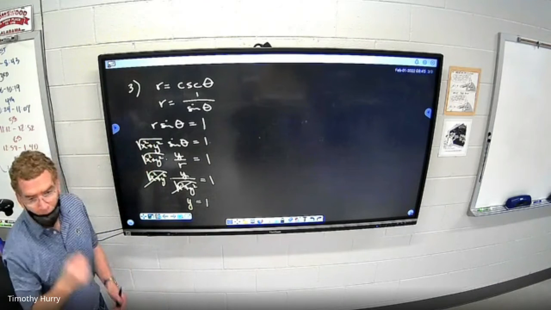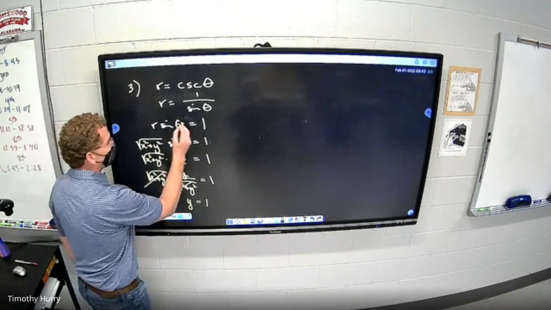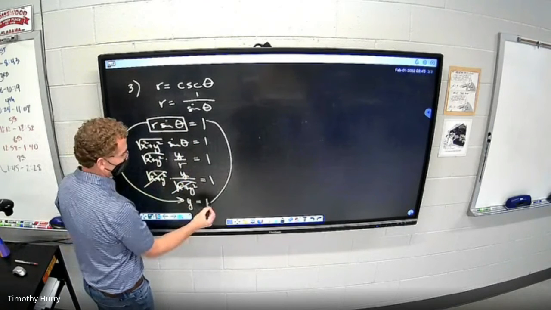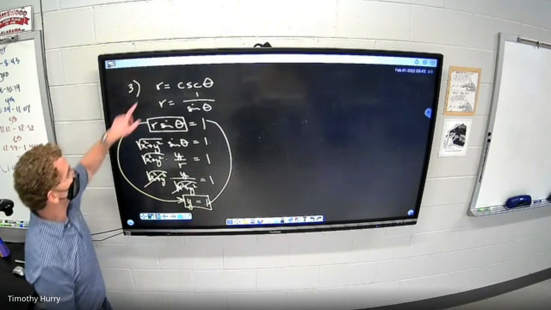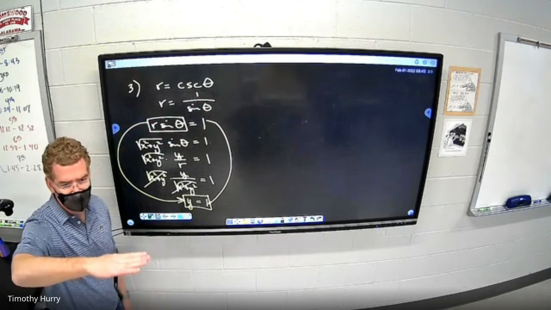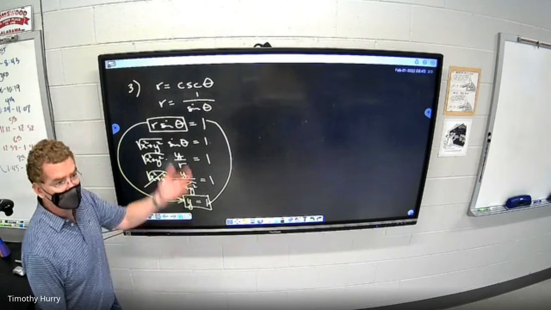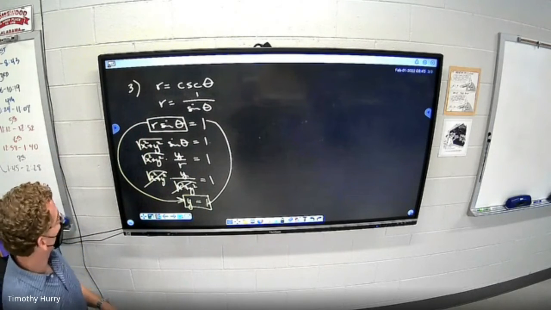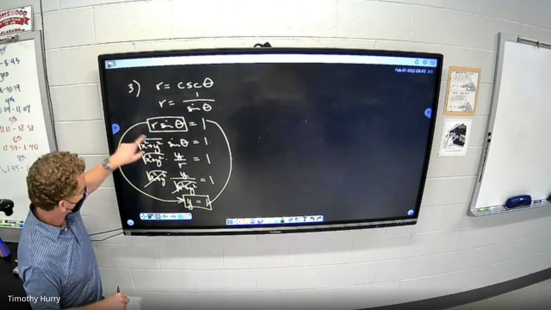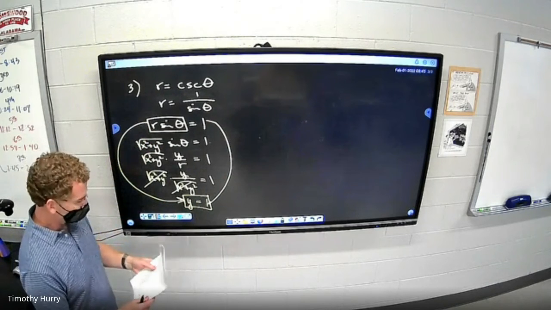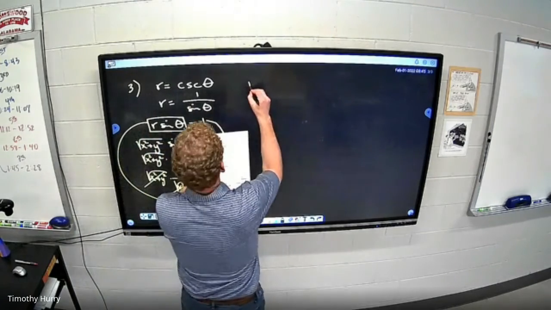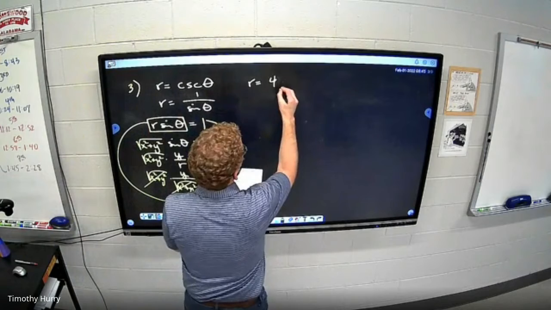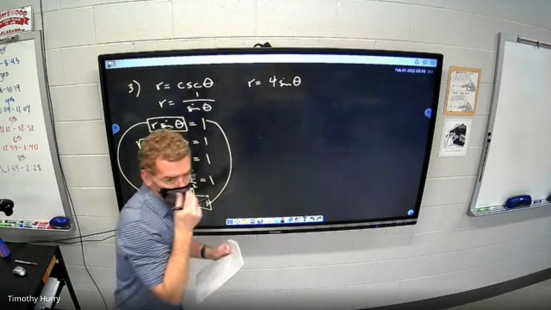What would have been a whole lot easier? R sine theta is y. Y is 1. So it turns out r equals cosecant theta was just a horizontal line in a different mode, different process. Are y'all with me on that? So if you really know your stuff, you can avoid this kind of thinking. But anyway, moving on. What about this? R equals 4 sine of theta. Any ideas?